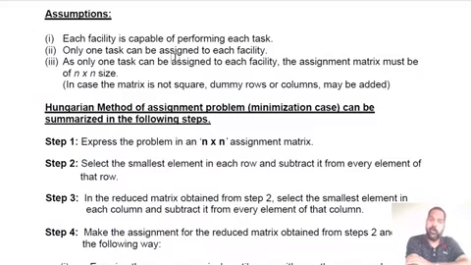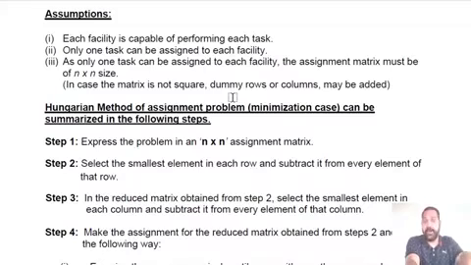Number two, only one task can be assigned to each facility. One-to-one assignment. One to many, not allowed. Many to one, not allowed. One person can't do two jobs and two people cannot do one job. As only one task can be assigned to each facility, the assignment matrix must be n cross n. Now, because only one task can be given to one person, the assignment should be an n cross n, which is 3 by 3, 3 rows, 3 columns, 4 rows, 4 columns, 5 rows, 5 columns, 10 rows, 10 columns.